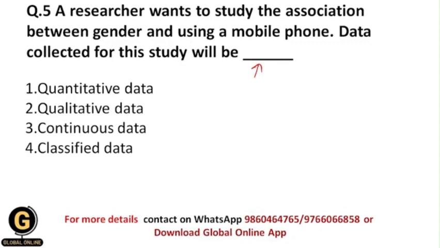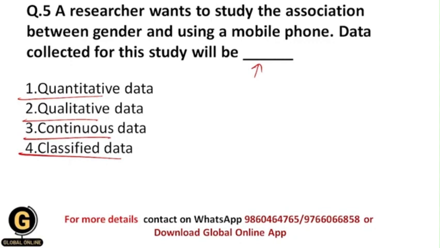Okay. So for that purpose, what kind of data will the researcher collect? Will the researcher collect quantitative data or qualitative data, continuous data or classified data? Mainly, students, there are two types of data within research, and those are quantitative and qualitative data. Quantitative data, as the name suggests, represents numerical data basically, because here we give particular values to the data sets, and we can measure the data through those values.